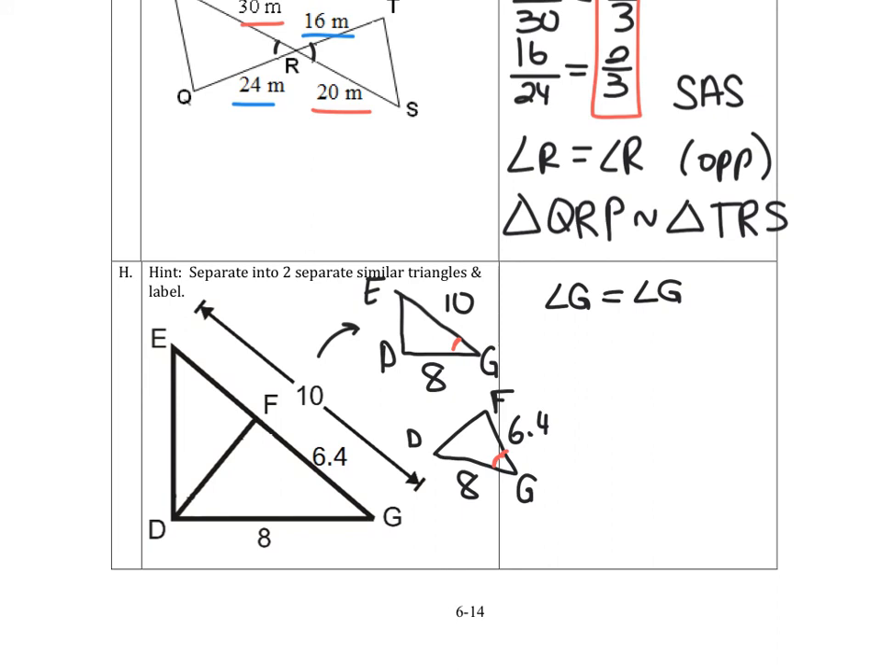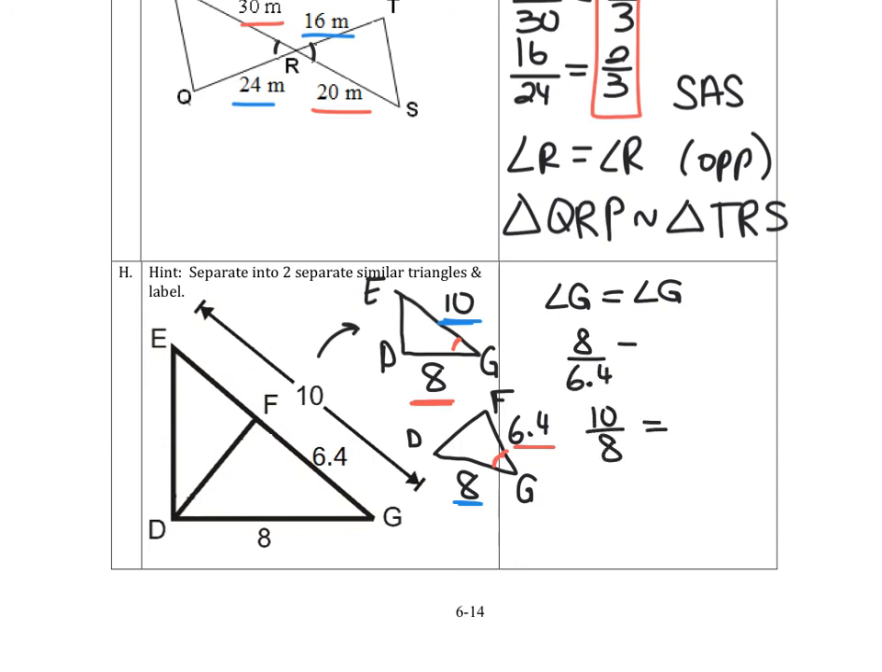Now I look at my sides. You might not know which ones match because it's hard to visualize, but the 8s aren't going to match because I can't have the same side for the triangles to be similar, or else it would be congruent. So this 8 is probably going to match with the 6.4, and then the 10 is going to match with the 8. So I'm going to write out my two ratios. I'm going to use that other method. So 8 over 6.4 and 10 over 8.